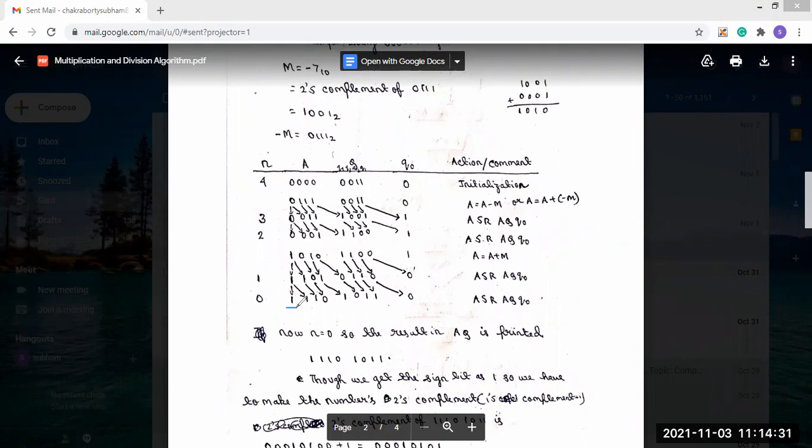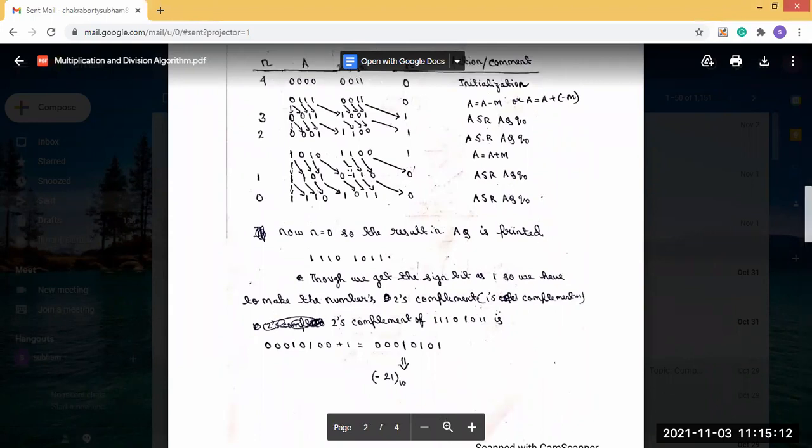So if the number is negative, what do we have to do? We have to perform the 2's complement of this number to get the original result. The 2's complement of this number will be, first do the 1's complement, and then 1 will be added.